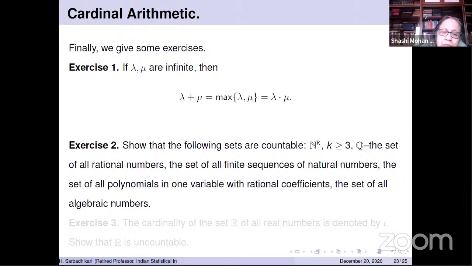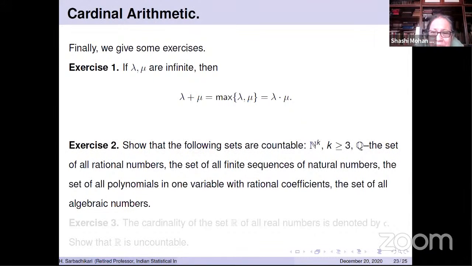The set of polynomials in one variable with rational coefficients. That should be what? Finite. Oh, sorry, no, you didn't do this. Finite sequences of natural numbers is what exactly?